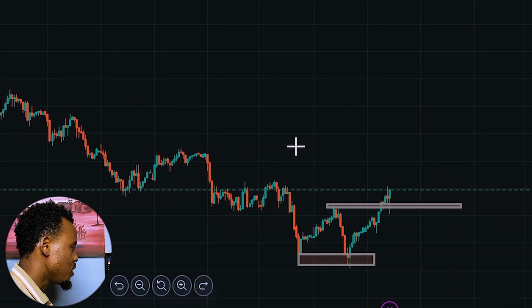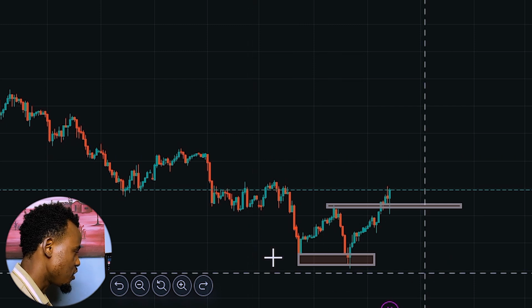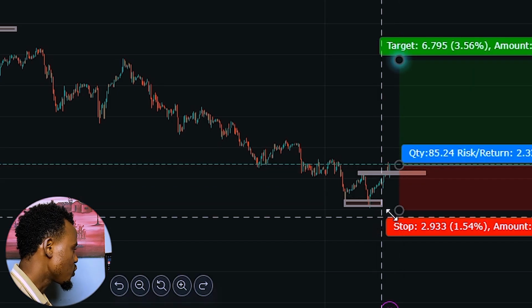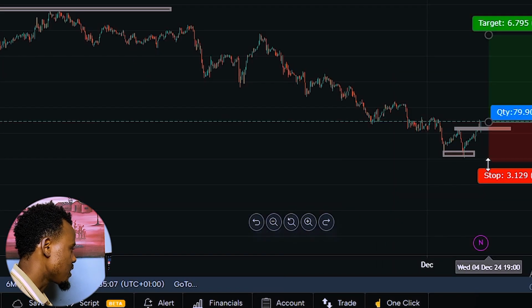Now this is a confirmation that the market has changed. So all we need to do is get into the market right now and place your stop loss right here. So let's adjust it.